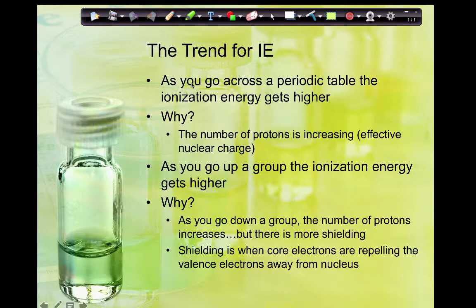So remember, shielding is when those core electrons are repelling the valence electrons away from the nucleus. Core electrons are on the inner energy levels, valence electrons are on the outside energy level, and if you have more and more core electrons on your inner energy levels, the electrons on the valence shell are not going to feel the pull of the nucleus as strongly.